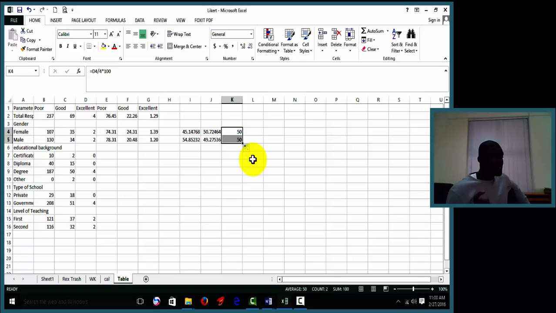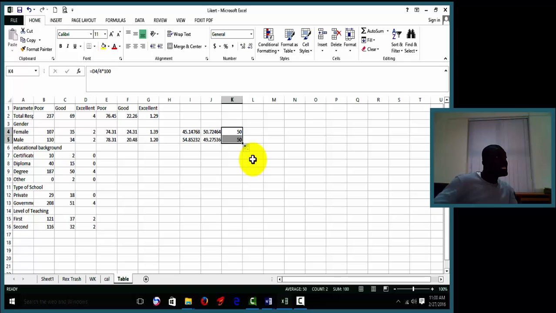But look at the excellence. So from the excellence point of view, we could say that as far as the performance of the teachers were concerned, they were the same. They were presenting 50-50 between the males and the females. They all presented the same proportion of excellent attitude. But that's not the case. It's not true.